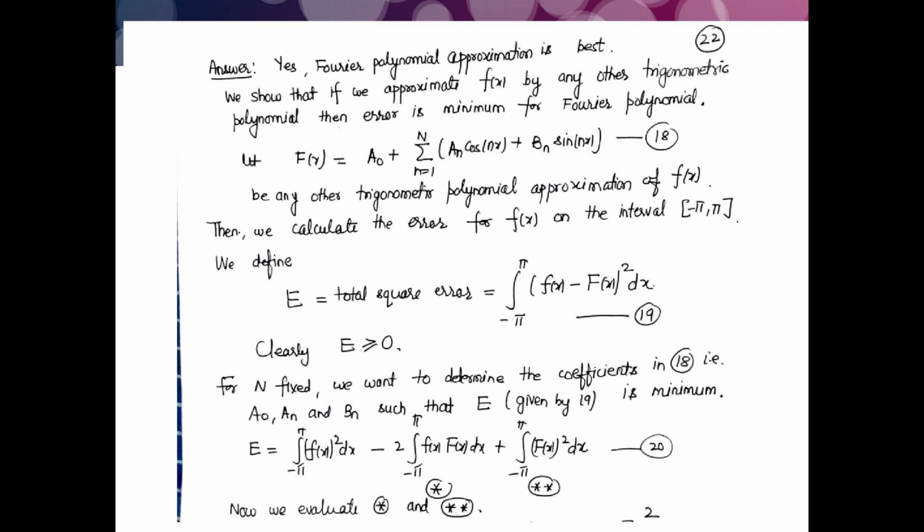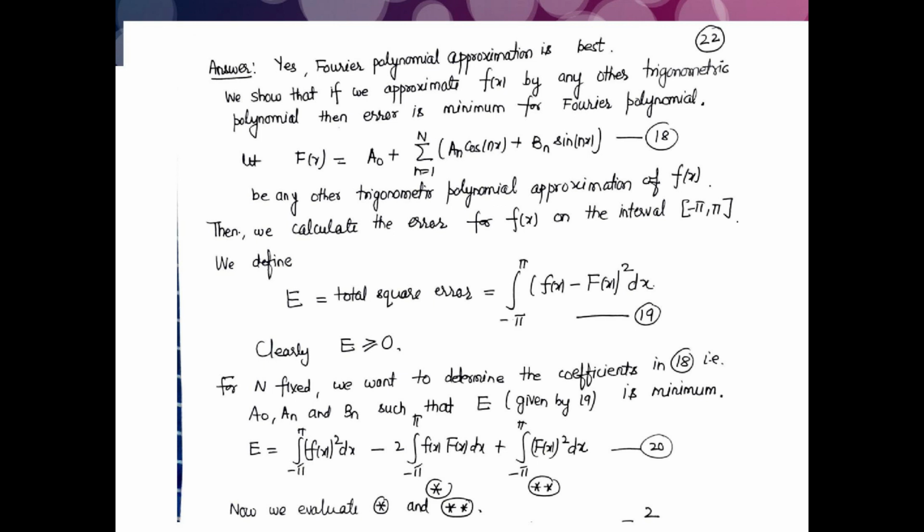Now we will prove that Fourier polynomial approximation is the best trigonometric approximation for a periodic function f of x. To show this, we will approximate the function f of x by any other trigonometric polynomial, and then we show that the error is minimum if this trigonometric polynomial is the Fourier polynomial.